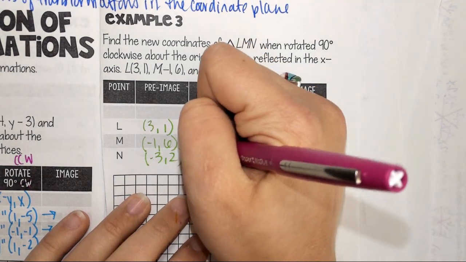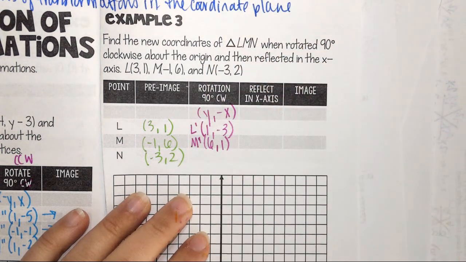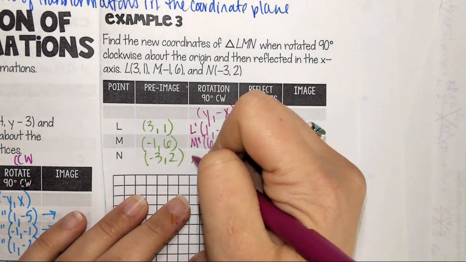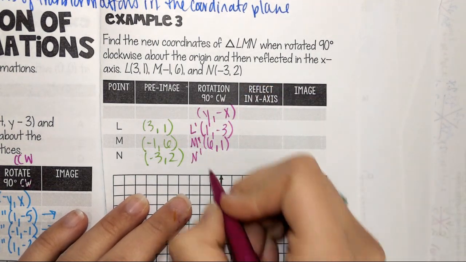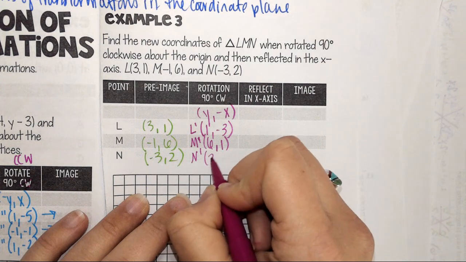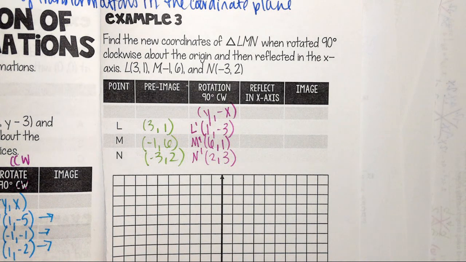M prime is 6, +1. Why is it a +1? Two negatives make a positive. Hallelujah, we've learned something. And N prime would be? 2, 3, yes. Is it okay if our triangle crosses? Yes.